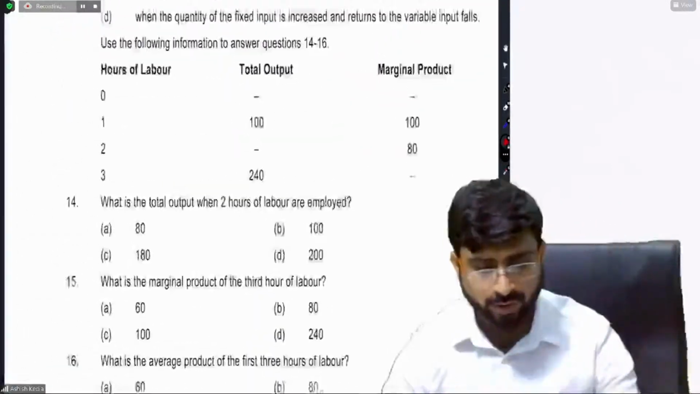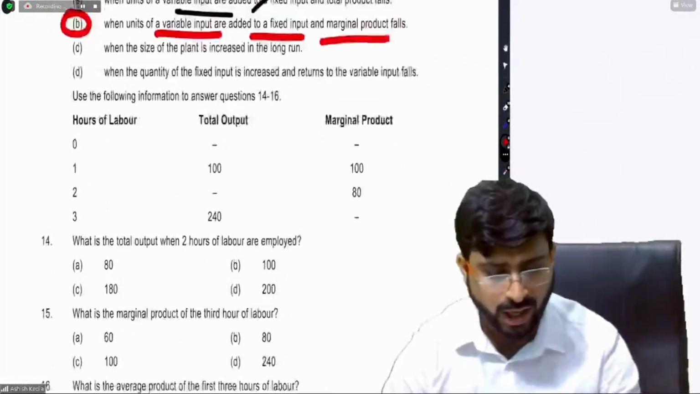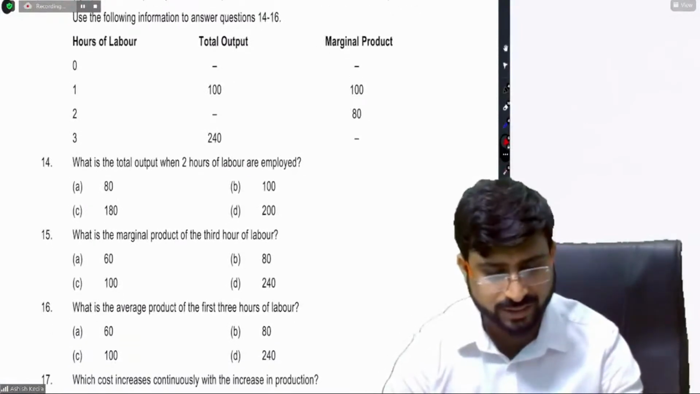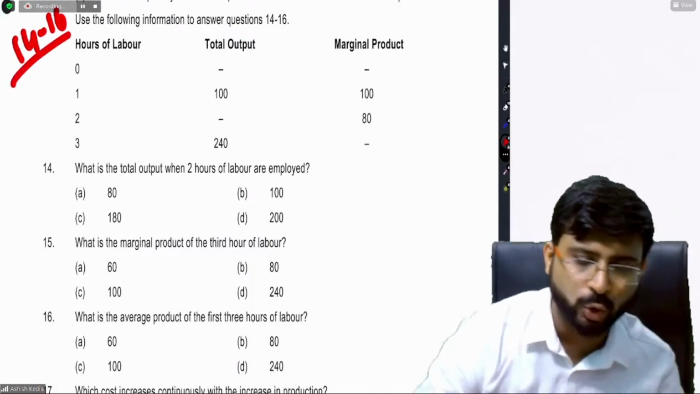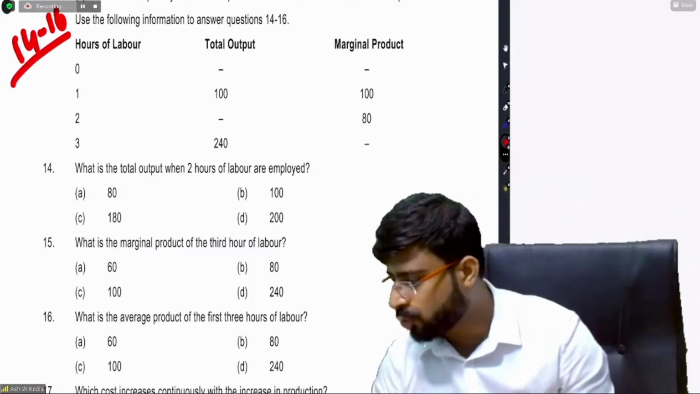Friends, now we have got numericals. I am giving you all 2 to 3 minutes and then I will solve it with you. 14 to 16, everybody solve. Take 2 to 3 minutes from me and then do it.